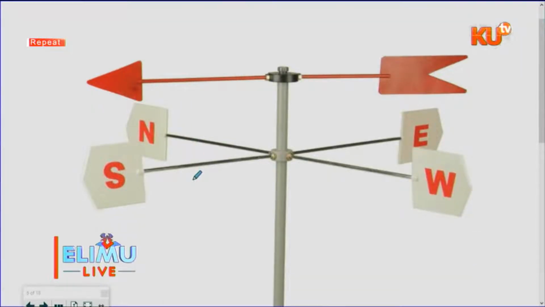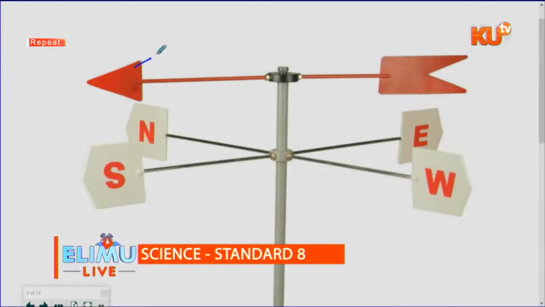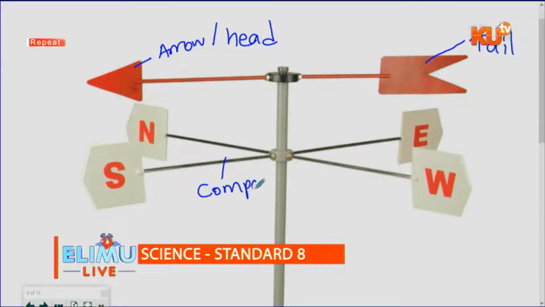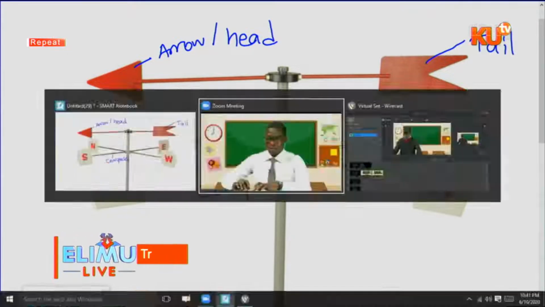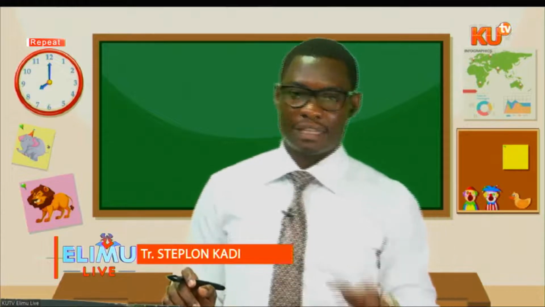And we can have a look at the diagram of a wind vane. So we have a wind vane, which is there. This is what we call the arrow. You can also call it the head. This is what you call the tail. And this is the compass. You can be asked, what is the function of the compass in a wind vane? The function of a compass in a wind vane is to show direction. When you look at that wind vane, you can see it has the 4 cardinal points: north, south, east, and west. So that is the diagram of a wind vane.